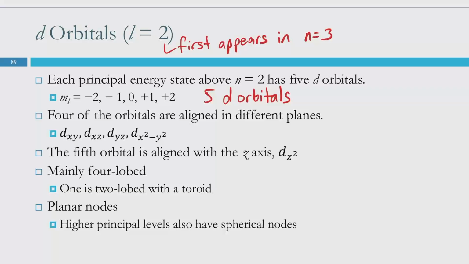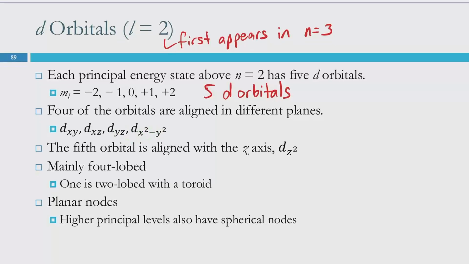And if you thought that the jump from s, our sphere, to p, our peanut-shaped orbitals, was scary, this is another step up in terms of their complexity. So we've got 5 d orbitals, and the naming is a little bit less friendly as well. It's not just s, it's not px, py, pz. We've now got 2 axes showing up in here.